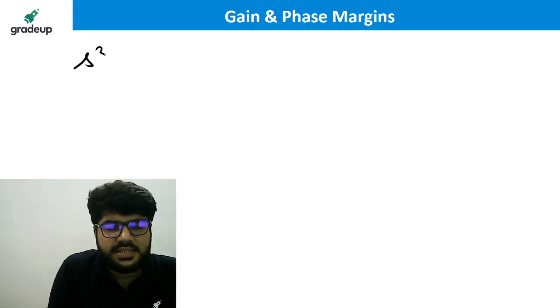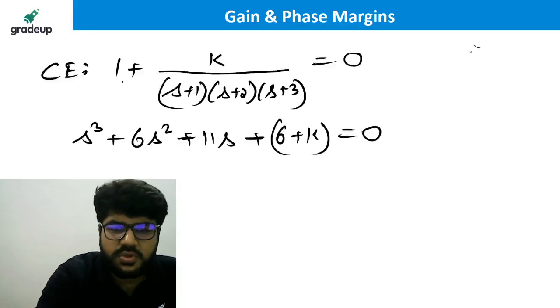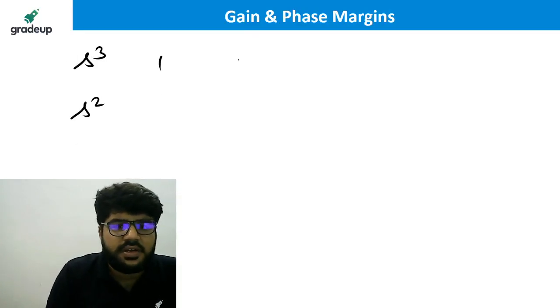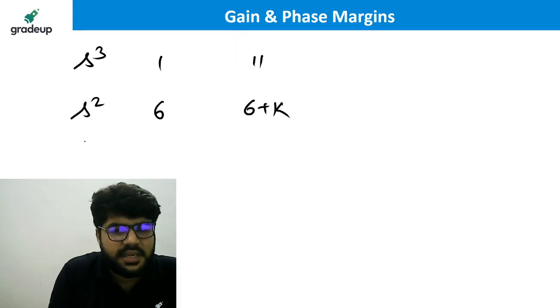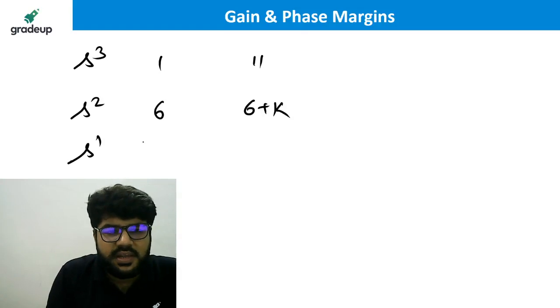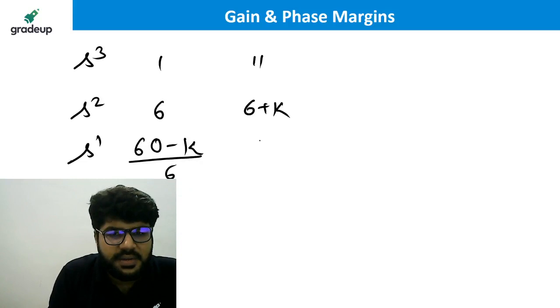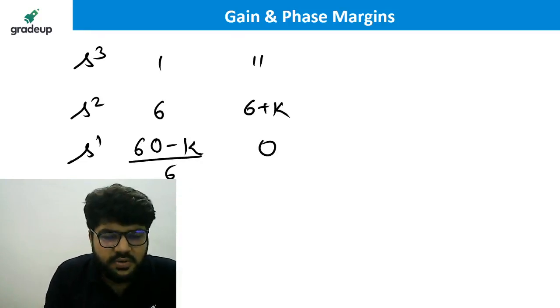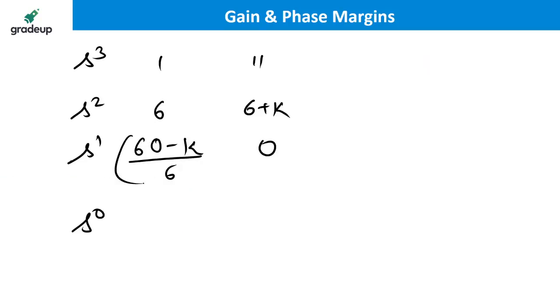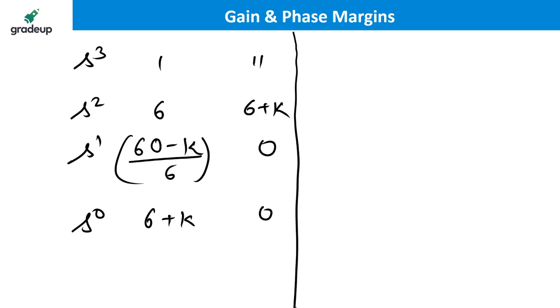What is it? s cube, s square, first two rows. So s cube: 1 and 11, alternate coefficients. Next it is 6 and 6 plus k. S power 1 row: 6 into 11 is 66 minus (6 plus k), so that is (60 minus k) divided by 6. Last element of a row is always 0. S raised to the power 0: x into (6 plus k) divided by x, so what is left is 6 plus k. Similarly, as I have taught you in the Routh-Hurwitz, same method you will just apply.